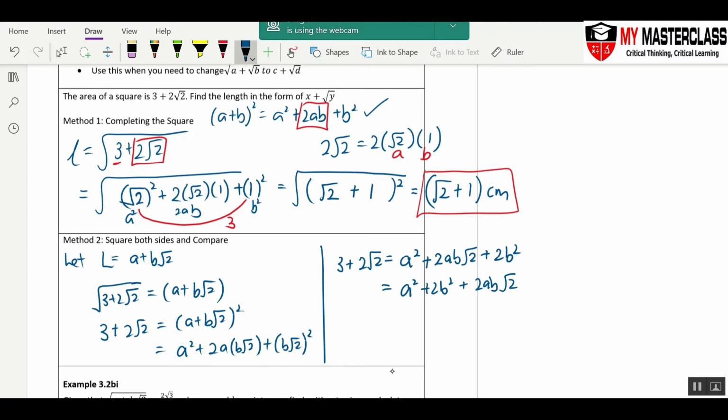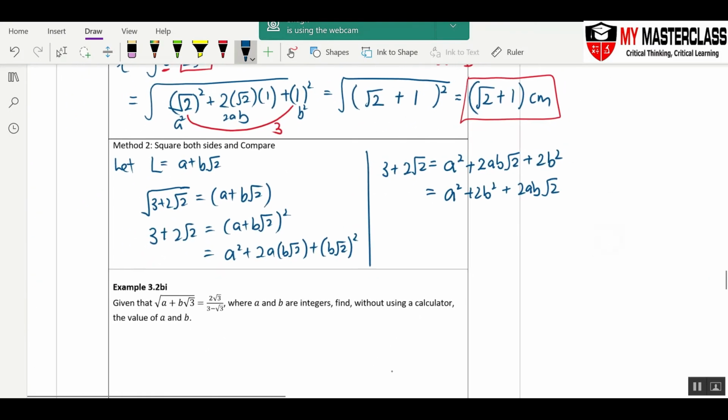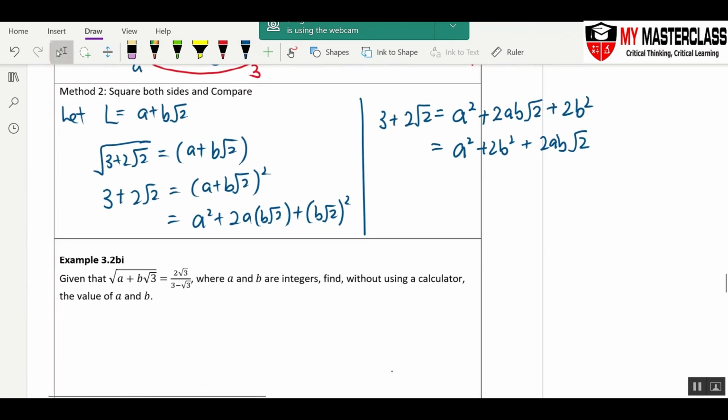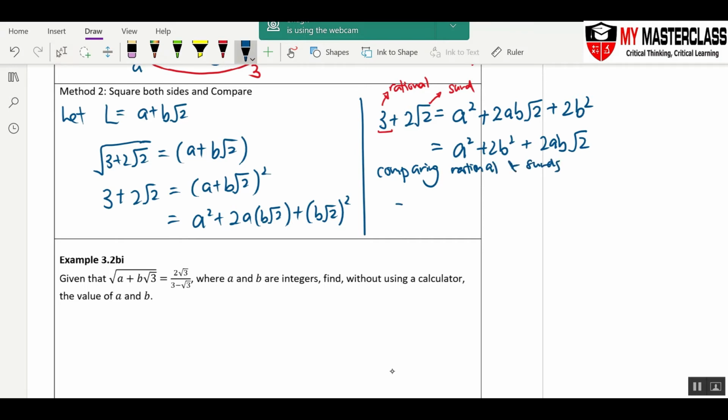Okay, now this technique you need to know very well. It is called comparing the rational and surds. So what is the rational number over here? This is the rational, meaning it does not have any square root. This is the surd. Okay, so right now comparing the rational and surds, what do I have? I have 3 is equal to, on the right side, my rational part, the one that doesn't have a root 2, which is a squared plus 2b squared.